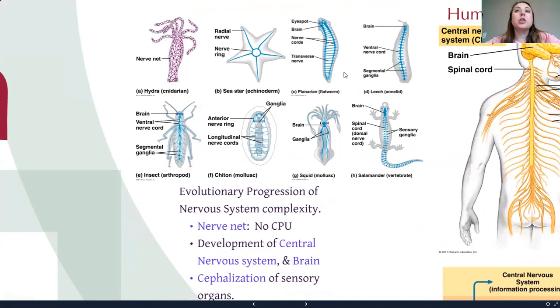This echinoderm has a nerve ring with radial nerves that come out. And we don't really start to see encephalization, which is like a clustering of nerves at the head, until we get into this planarian here. See, it has a brain and an eye spot. We see it more developed here in an arthropod, and then very developed in a vertebrate.